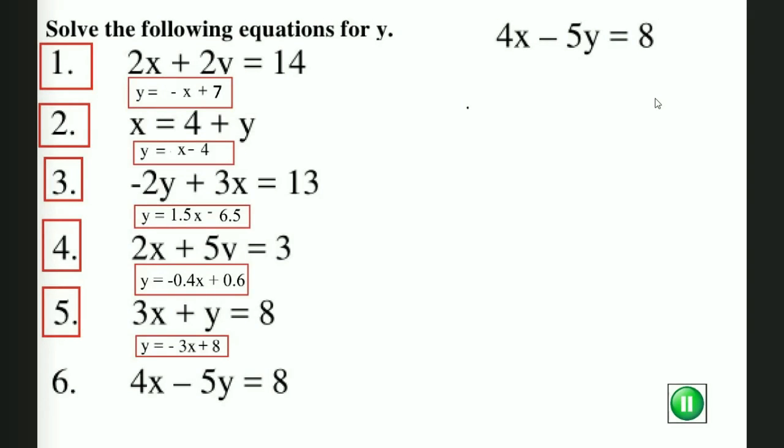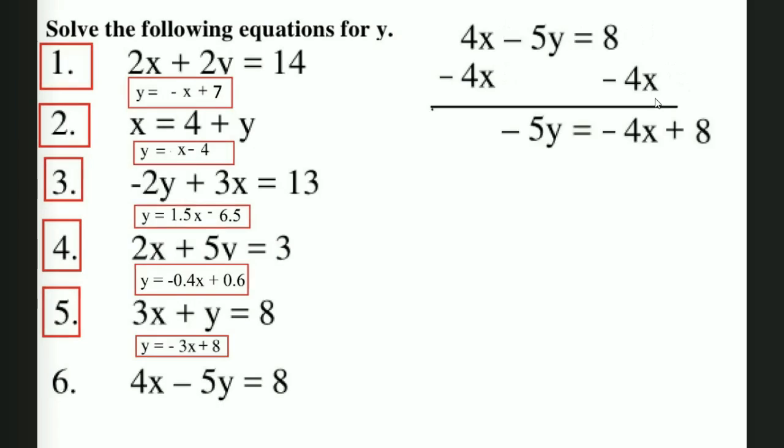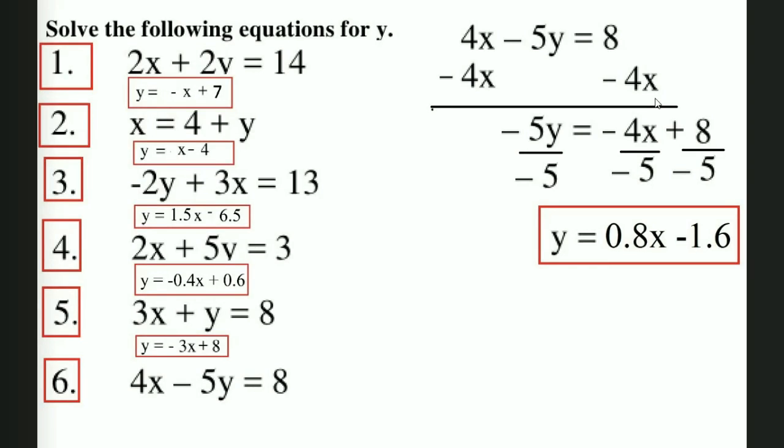4x minus 5y equals 8. First move, subtract 4x from both sides of the equation. And we end up with negative 5y equals negative 4x plus 8. Now, because I have negative 5y and I can't leave it that way, I'm going to divide all my terms by negative 5. And if I do that, we end up with y equals 0.8x, and that's what I get when I divide negative 4 by negative 5. I get 8/10 x plus 8 divided by negative 5, which is negative 1.6. So that's our equation for number 6.